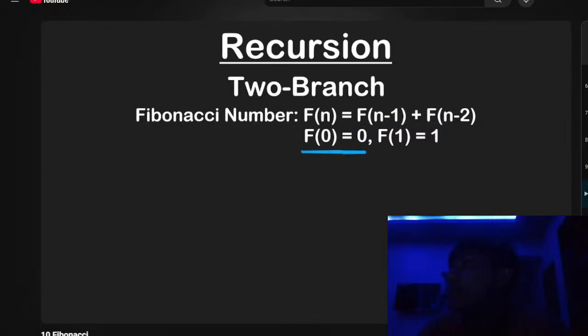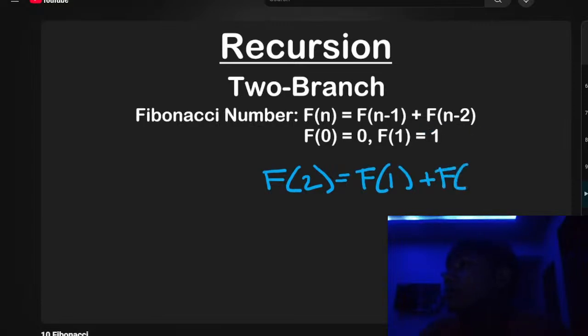The 0th Fibonacci number is 0. The first Fibonacci number is 1. So using this, what would the second Fibonacci number be? Well, it would be the n-1 Fibonacci number, which is 1, plus the n-2 Fibonacci number, which is 0. And we know that these are defined as a part of our base case. This is 1, so 1. This is 0, so plus 0. That means the second Fibonacci number is equal to 1.